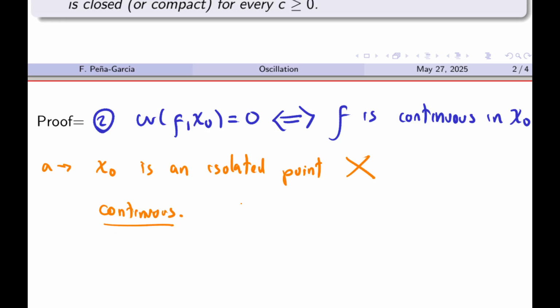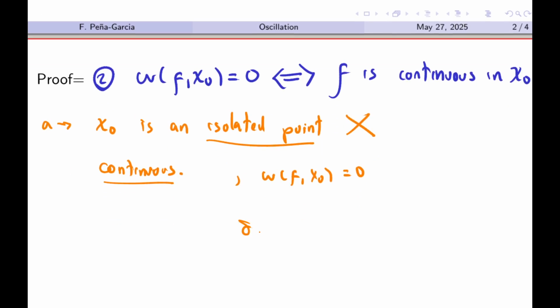So this will happen, and it will also happen that the oscillation here will be 0. And why is that? Well, because by definition, since this is an isolated point, there will exist some delta positive such that this ball centered at x naught intersected with the domain is equal to just x naught. So this is an isolated point.